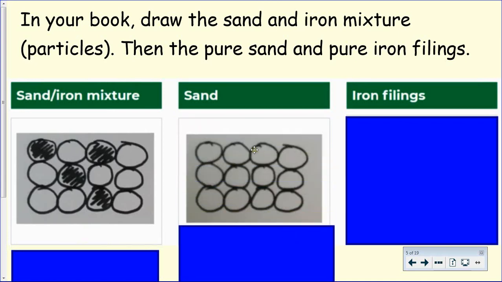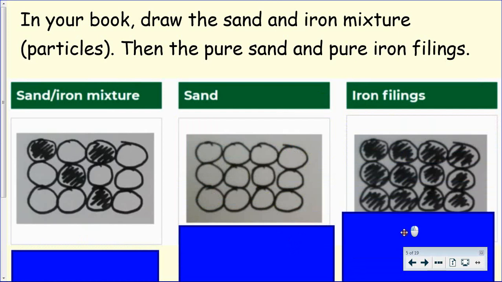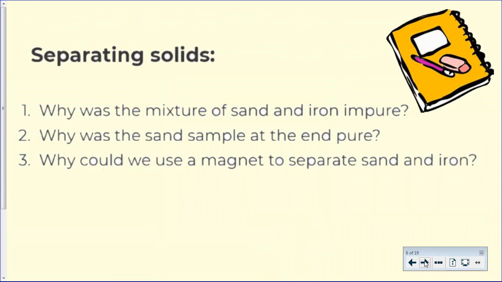So it's a solid as well, isn't it? So it's really important that we keep them in ordered rows touching, and then your iron filings like this. It's okay if you've done a different colour as long as you've done the same colour in each picture. Well done if you got the particle pictures right.